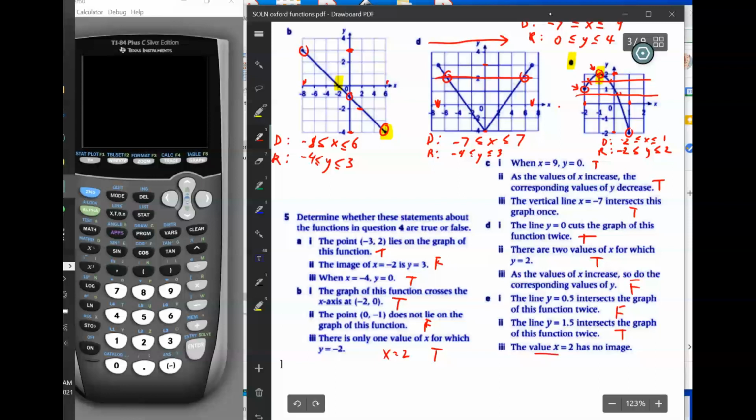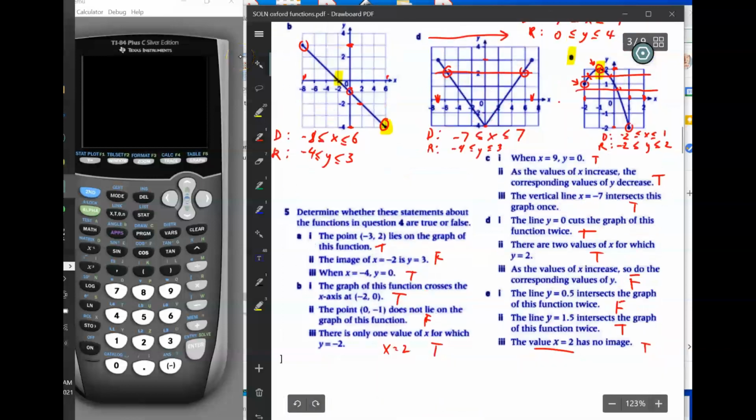The value of x equals 2 has no image. So again, what does it mean when we say image of x equals 2? We mean the y value that corresponds to x equals 2. They're saying that the x equals 2 value corresponds to no y value. And that is true. Look, if you look at x equals 2, there are no y values defined for that. So that is true. There is no image for x equals 2. Okay? Alrighty. I think that's it for this page. We're done with page 3.